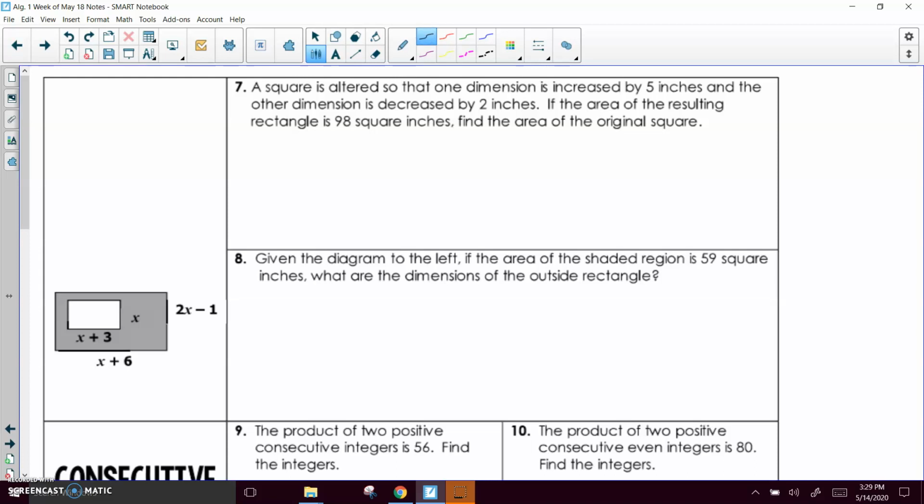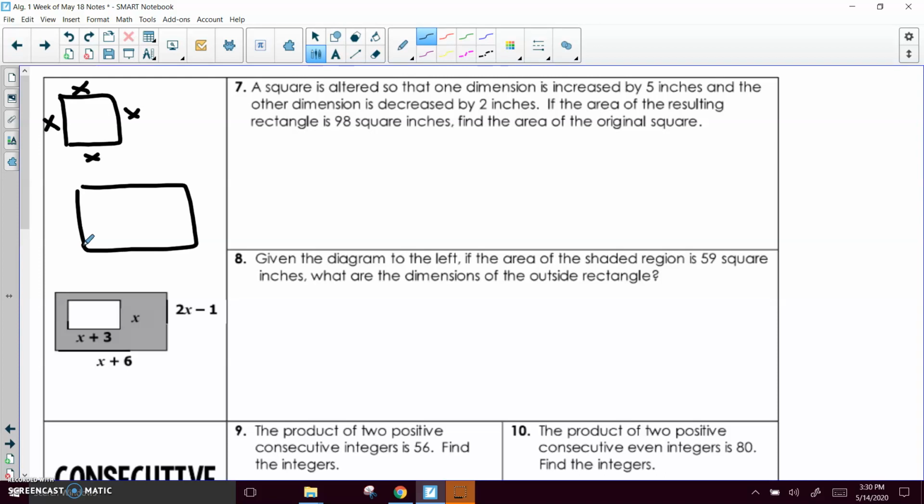Let's draw some pictures. So I have a square. And what we know to be true about a square is that all sides are the same. So that means in this square, the lengths of all sides we'll call x. So it is altered. So basically the square is going to become a rectangle now. One dimension is increased by 5 inches.